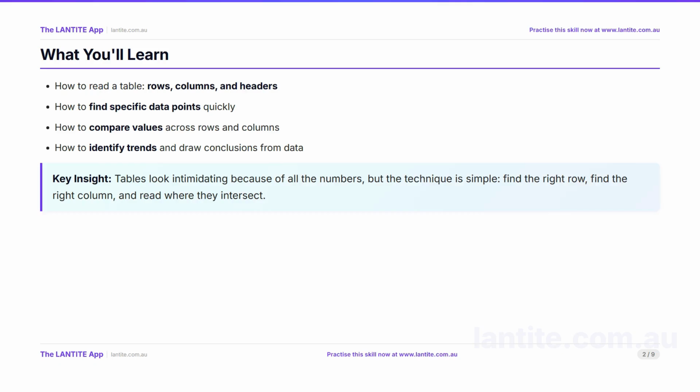Here is what we will cover. First, the anatomy of a table: rows, columns, and headers. Then, how to find specific data points quickly using the row-column intersection method. We will practice comparing values across rows and columns. And finally, how to identify trends and draw simple conclusions. The key insight is that tables look intimidating because of all the numbers, but the technique is always the same. Find the right row, find the right column, and read the value where they meet.